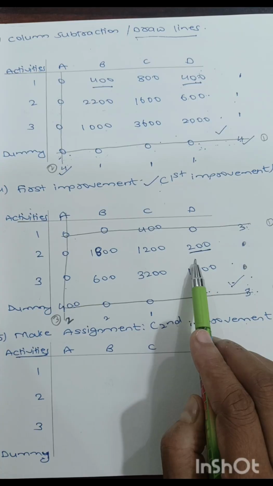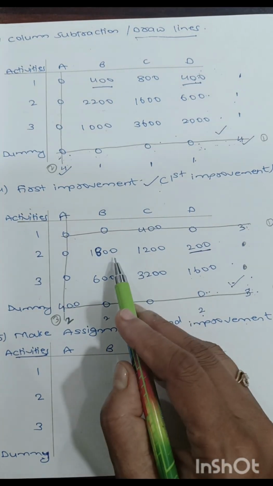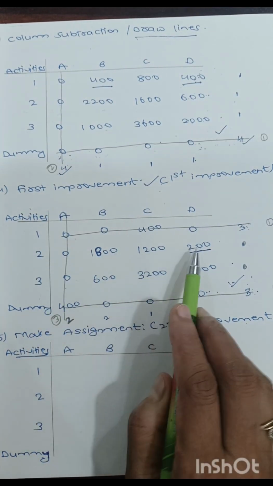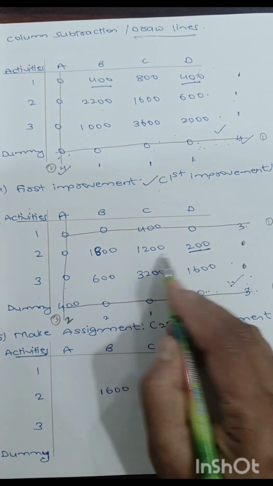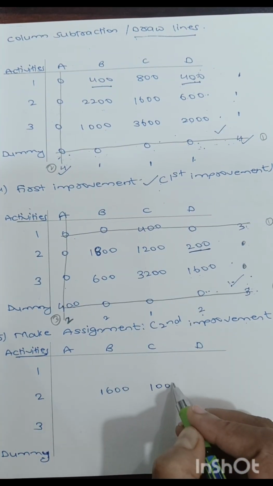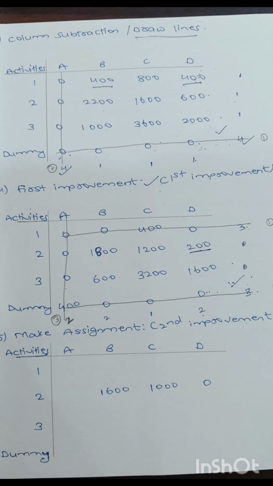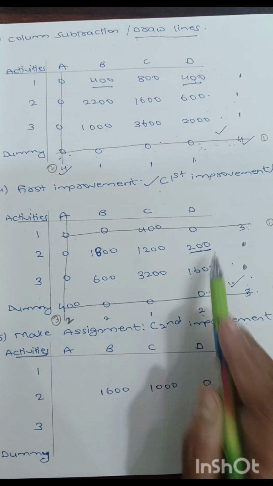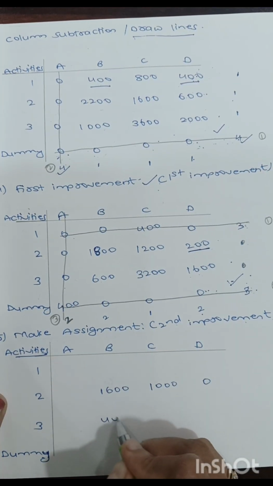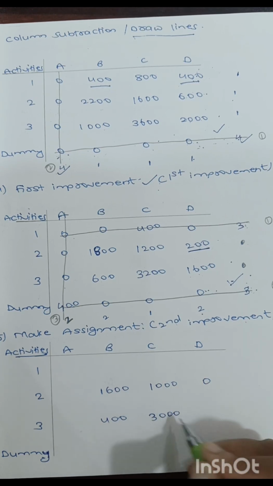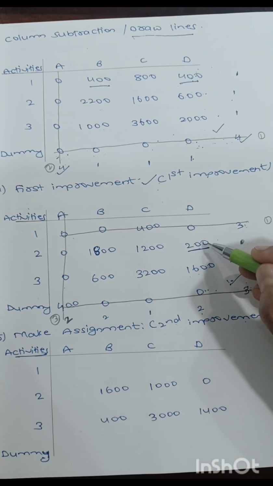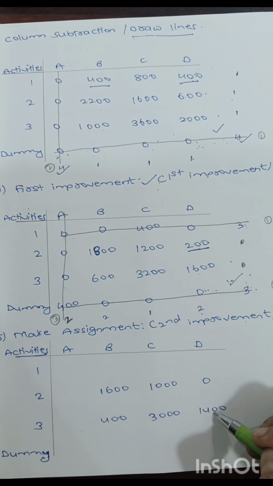So 1800 minus 200 is, see where I am writing, row 2. 1800 minus 200 is 1600. 1200 minus 200 is 1000. 200 minus 200 is 0. Now 600 minus 200 is 400. This is 3000 and this is 1400. That is 1600 minus 200 is 1400. This is our step number 1 in the improvement.